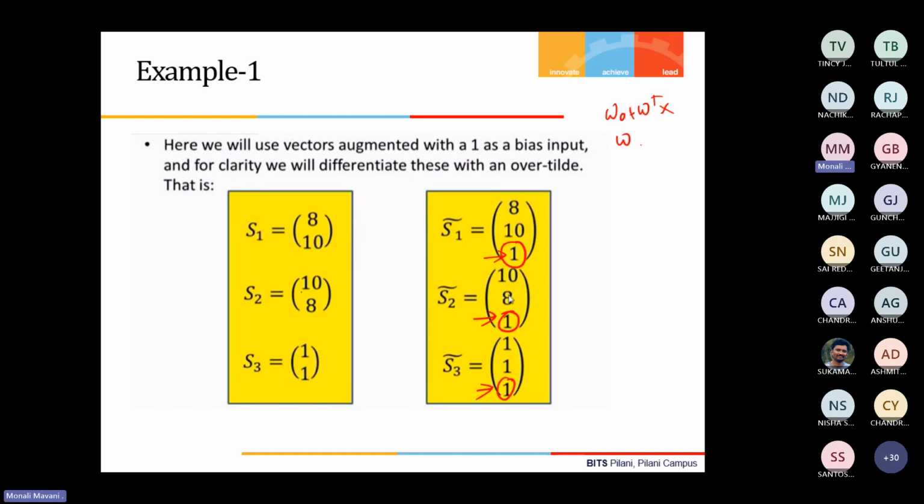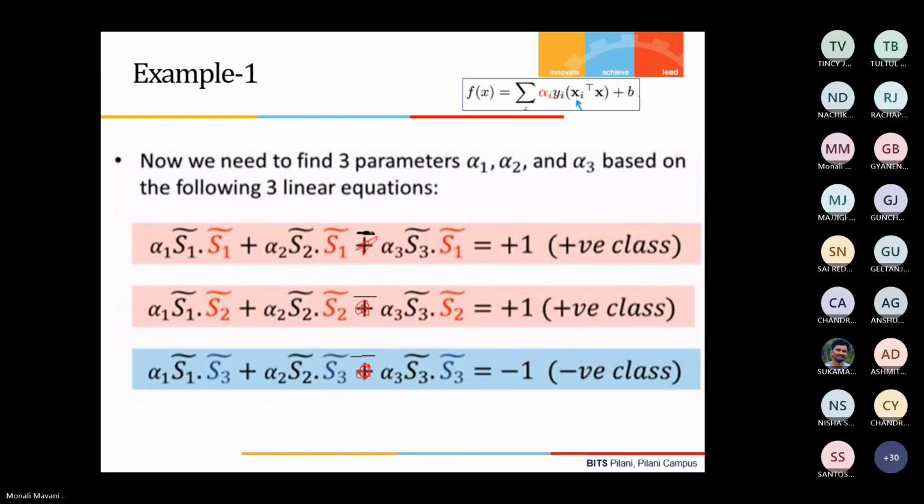In linear SVM, what did we find? The values of alphas, the Lagrangian multipliers. This is our hypothesis function. We are using the same support vectors as the test vectors also. So alpha i, yi, xi transpose x. Here, rather than xi transpose x, we are using si transpose s. These transformed vectors we are taking.